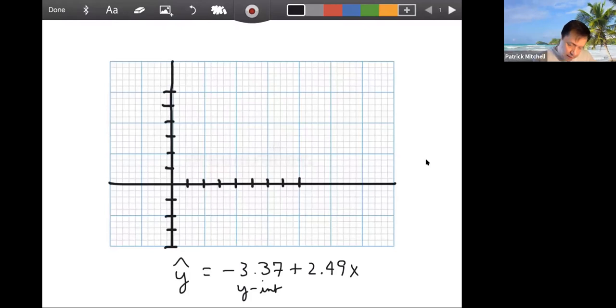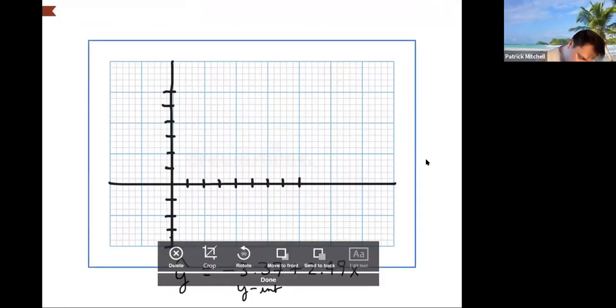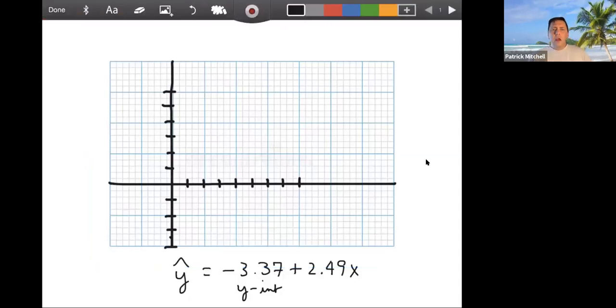Okay, so I see negative 3 here. I wish there was a good way to point at this. Negative 3.37, oops, is probably right about there. I don't know how to keep that from popping up all the time.